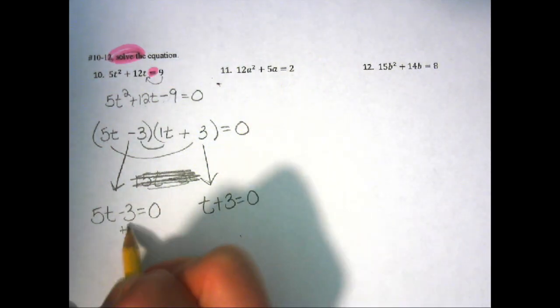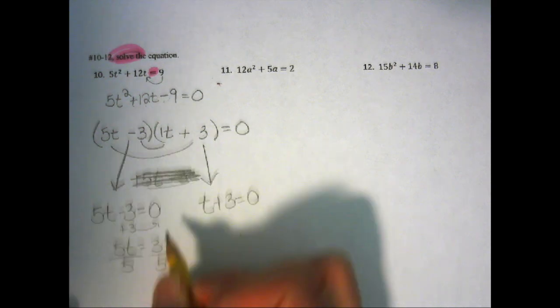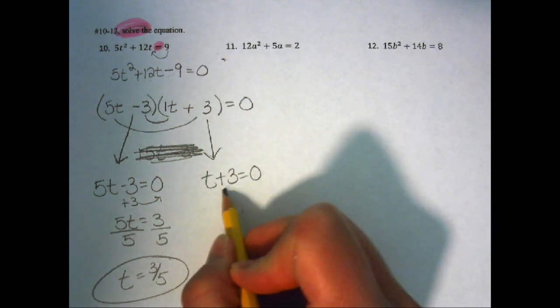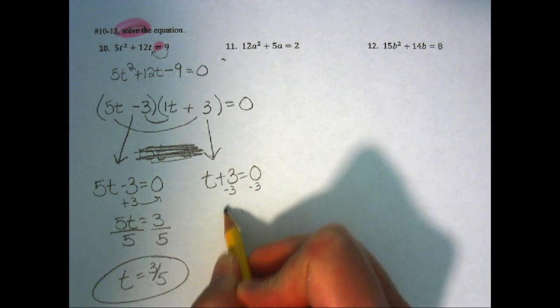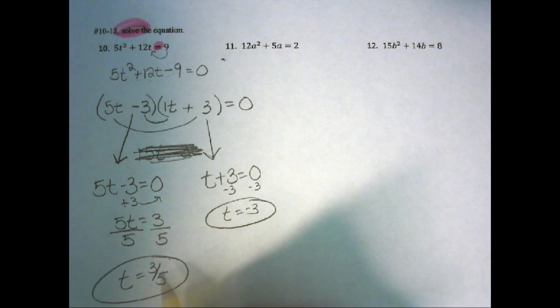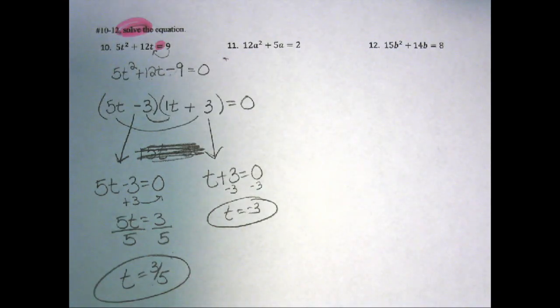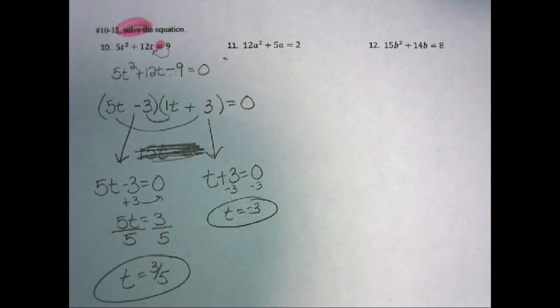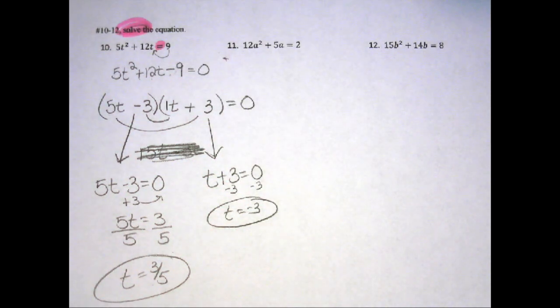So I'm going to move the 3 to the other side. I'm going to divide off the 5. And right now, I wouldn't worry about fractions or decimals, just kind of leave it. And then on this one, you're going to move the 3 over, and so these are your 2 solutions, okay? So 11 and 12, if you want to go ahead and give these a try, I can write down the answer for you as well.